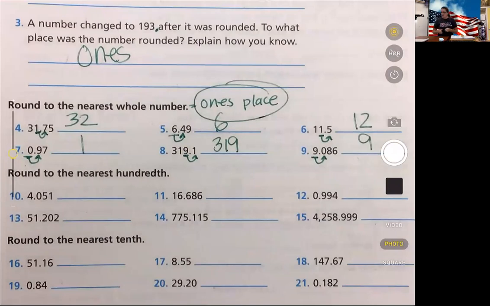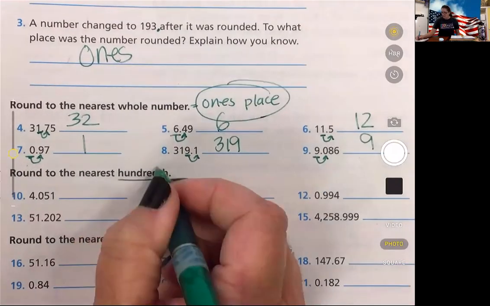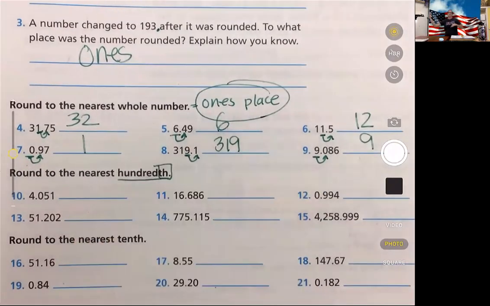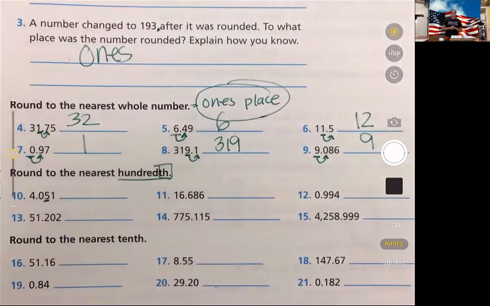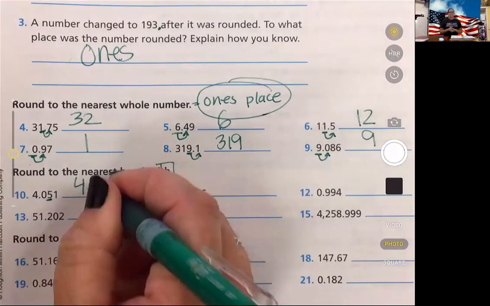All right, so now we're gonna round to the nearest hundredth. It's got that TH, so I know it's gonna be to the right of my decimal. So I'm gonna start by underlining that place value position, the hundredths. It's that second spot over from the decimal. What is that 1 gonna do to my 5? Nothing. Stay the same. Just like that.